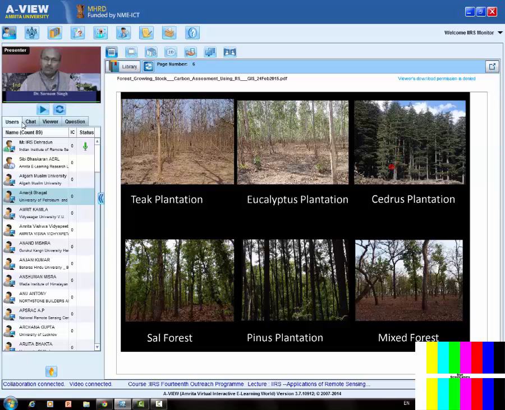Among natural forests, I've just given some examples here. The sal forest in Doon Valley looks something like this, and the pinus forest also similarly in Doon Valley looks like this, which is the middle one. It's not a plantation, it's a forest. And if you go to central India, you can see the dry deciduous or moist deciduous forest, where canopy density is less, and the number of trees per unit area is also less. So what my idea is to tell you is that the growing stock, or the volume of wood or timber available, is different in plantations as well as in natural forest ecosystems.